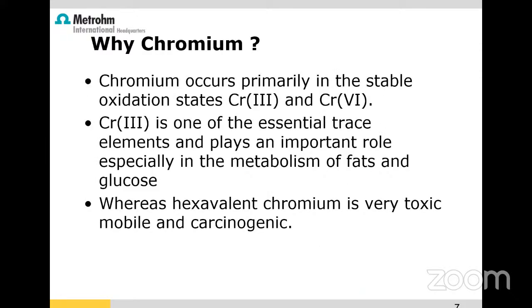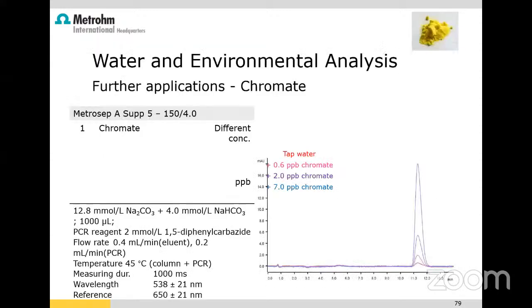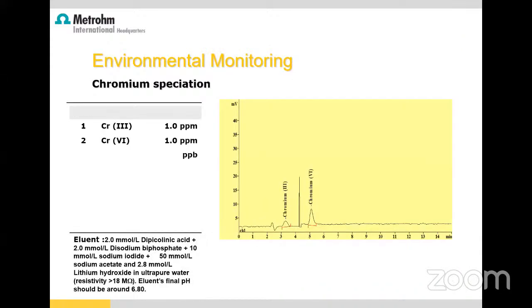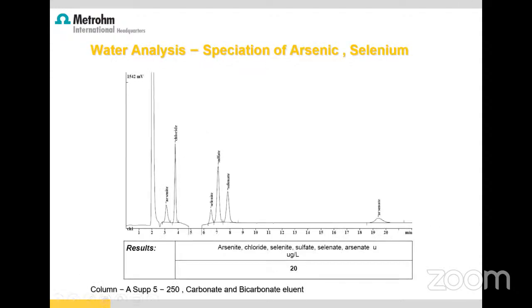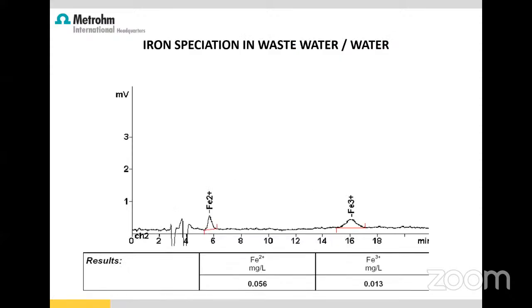Then chromium, as you know, it occurs as 3 and 6. Chromium 6 is very toxic. So what you're seeing is chromate in toy analysis. Then chromium speciation, chromium 3 and chromium 6, is possible. Then arsenic, where arsenic 3 is very poisonous. This is possible using ion chromatography. You can see here arsenite, which is arsenic 3, and arsenate, which is arsenic 5, and selenite, which is selenium 4, and selenate, which is selenium 6. It is possible using ion chromatography, for ion speciation in water and wastewater.